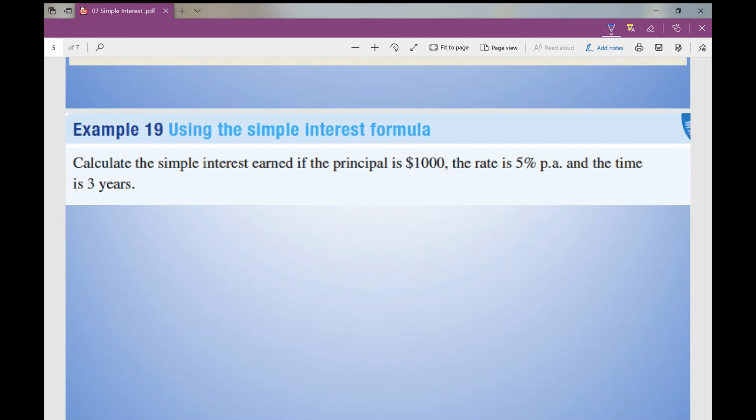The first one is calculate the simple interest earned if the principal is $1,000, the rate is 5% per annum, and the time is 3 years. So the first thing we're going to do is write down our formula, and then we're just going to fill in our numbers. 1,000 times, now remember when we put a percentage in our calculator, we need to convert it to a decimal first by taking our imaginary decimal point and moving it 2 spaces. So that will be 0.05. And then our time period is 3 years. All of these go into your calculator. You come out with $150 of interest earned.